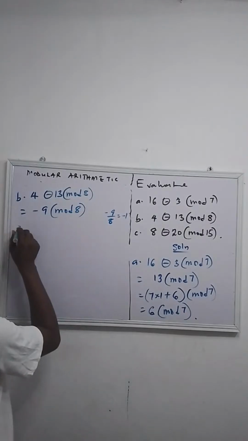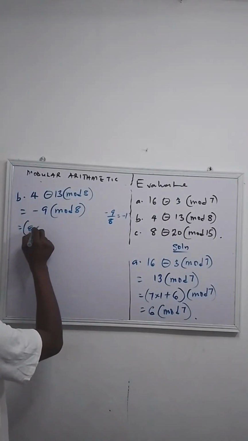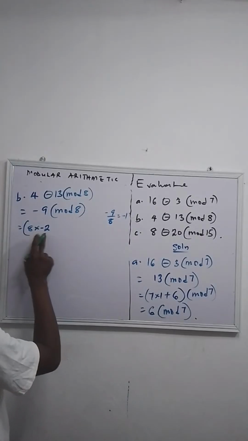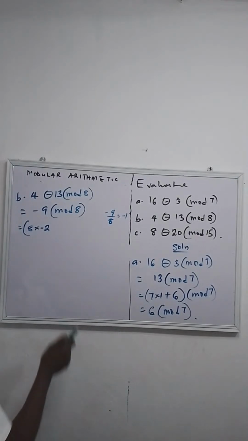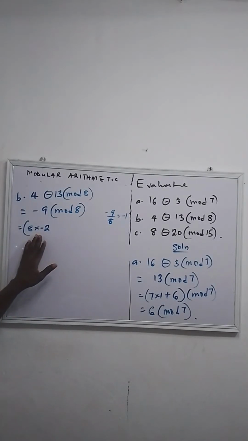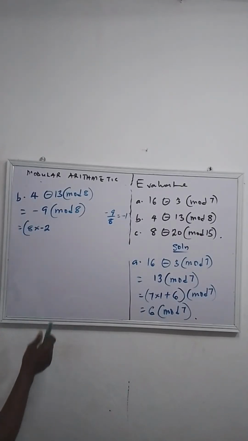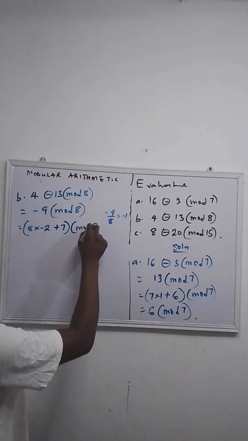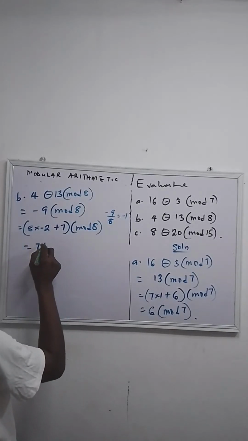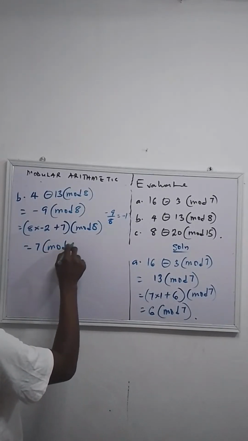So that means we have 8 times negative 2. This one gives you negative what? Negative 18, right? Negative 16, sorry. So negative 16. So now, what are you going to add to negative 16 to have negative 9? Is that 7? That's going to be plus 7. So mod 8. So that means your answer is going to be 7 mod 8.